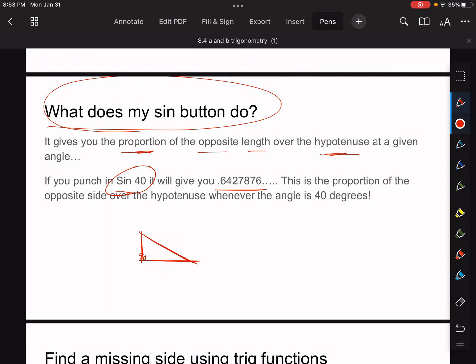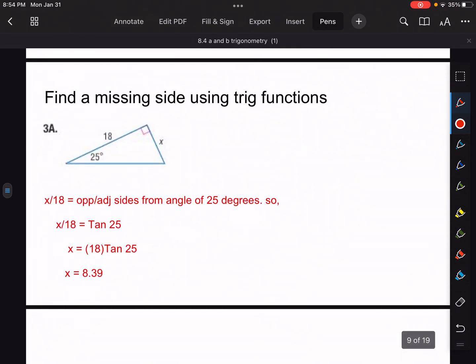Okay, so if this is 90, and I said this is 40, what this 0.642786 says is whatever my opposite side is over my hypotenuse on this triangle, that relationship, the O over the H, has to equal 0.64278676, and so on. Okay, so I can use this ratio and this idea to solve any kind of right triangle that I need to, as long as I know a couple of pieces of information. So for 3a, it says, find a missing side using trig functions.